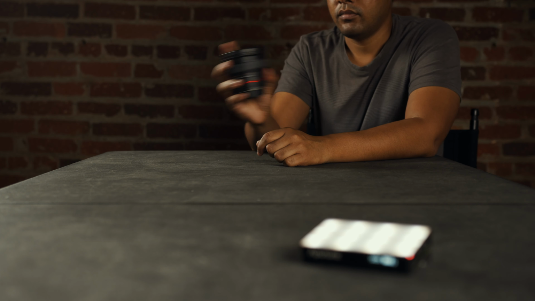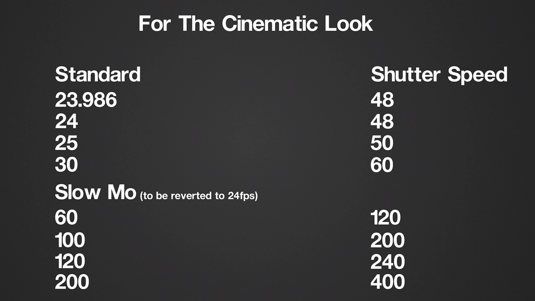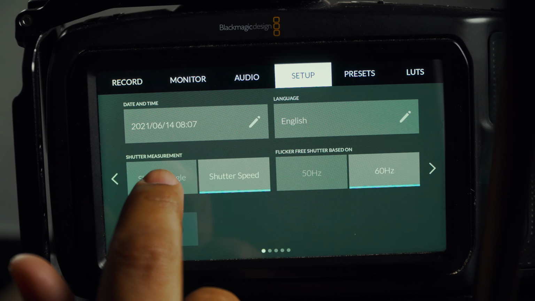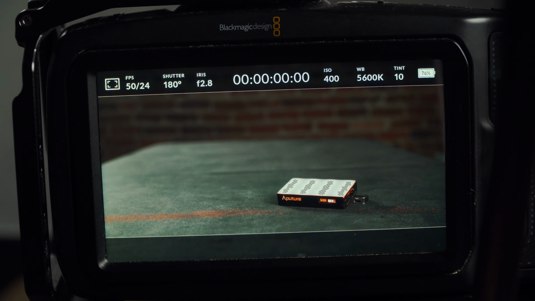So in video, there's a fixed rule that shutter speed should always be double your frame rate to create that natural motion blur. So for example, 24 FPS should be 1 over 50th. 30 FPS should be 1 over 60th. 60 FPS should be 1 over 120th, and so on and so on. So if your camera has shutter angle, like my Blackmagic does, this makes it easy because you can just set it to 180 degrees and you won't have to change it when you change frame rates.